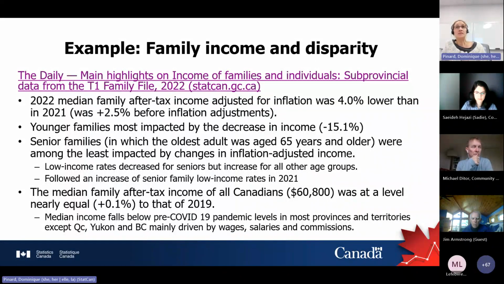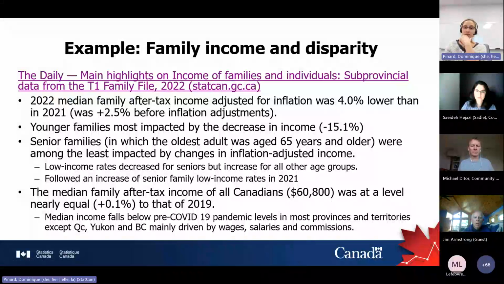Another point that we can say is that the median family after-tax income was at nearly the same level as 2019. That's mostly because there were increases in Quebec, Yukon, and BC, mainly driven by wages, salaries, and commission, while the median family income fell in most other provinces. So that was what we would have released for the final.